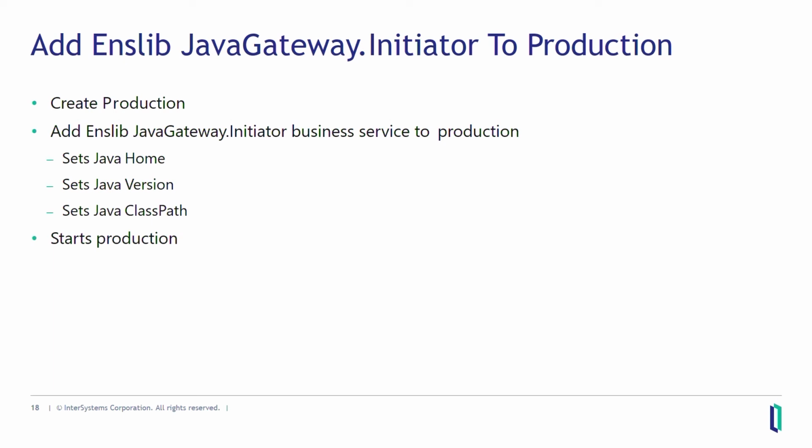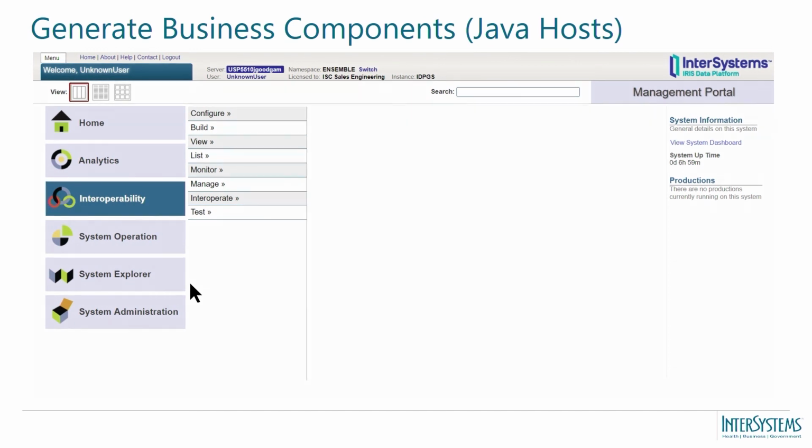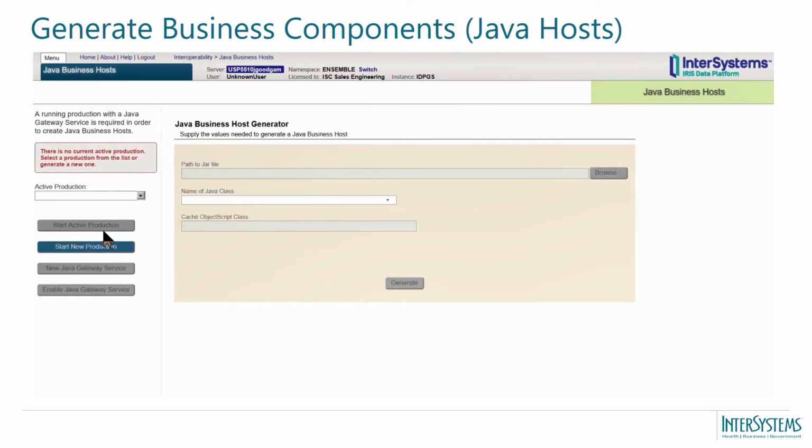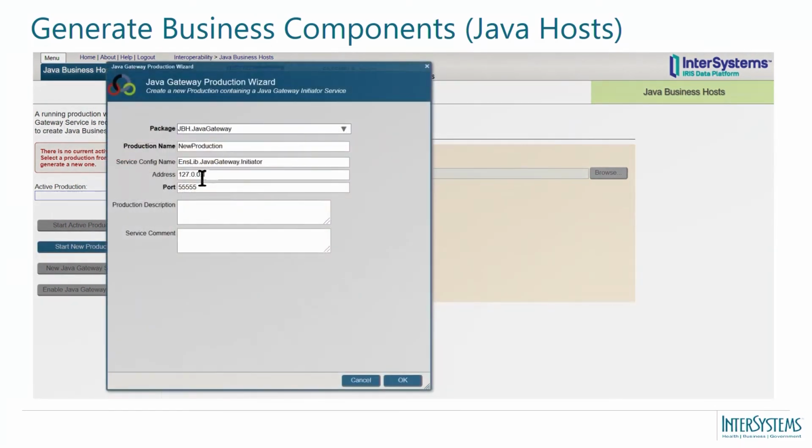So now we want to add the initiator to the production. In the past, you'd have to go in and build the gateway yourself. In this case, now there's actually a nice little tool that will bring this in and start it up for you. And we're basically going to build the Java business host. And we'll start a new production. We'll just call this Java business host, or abbreviate it.